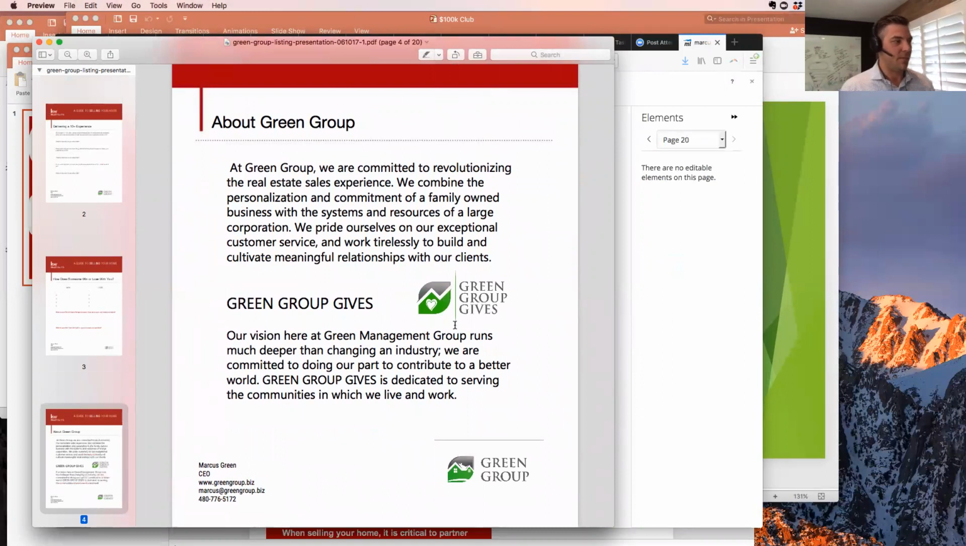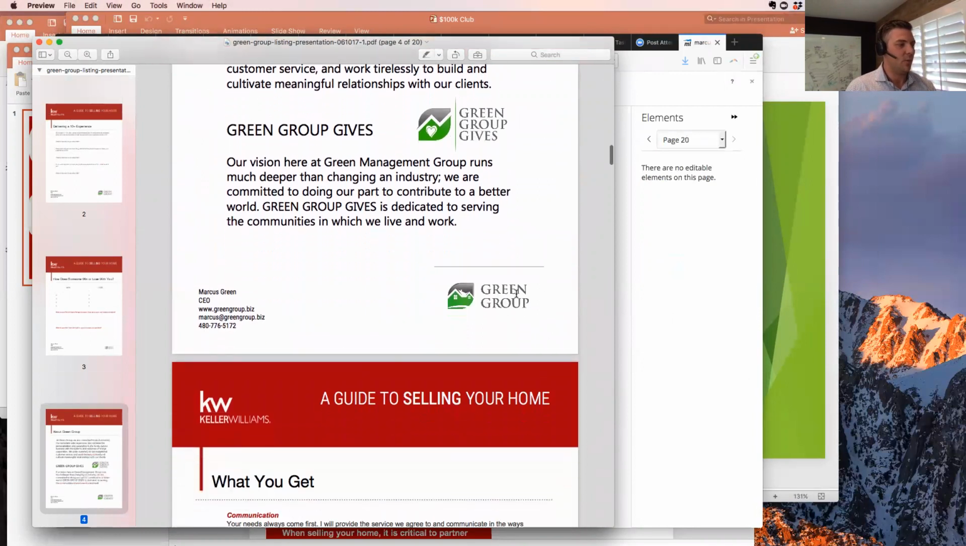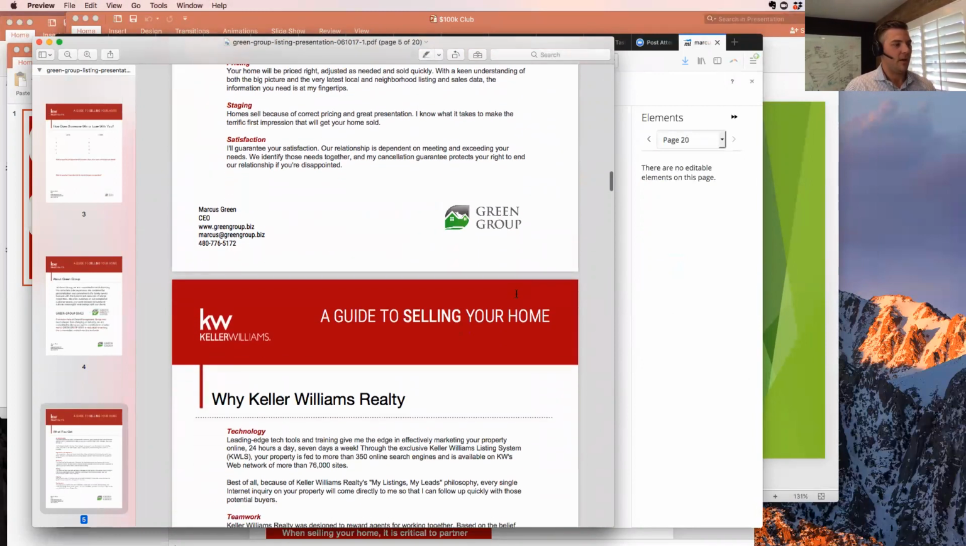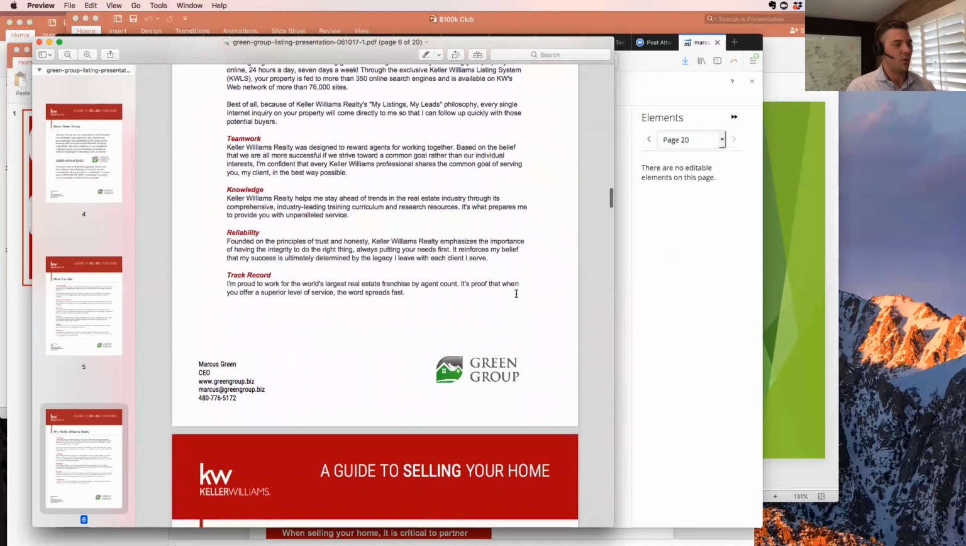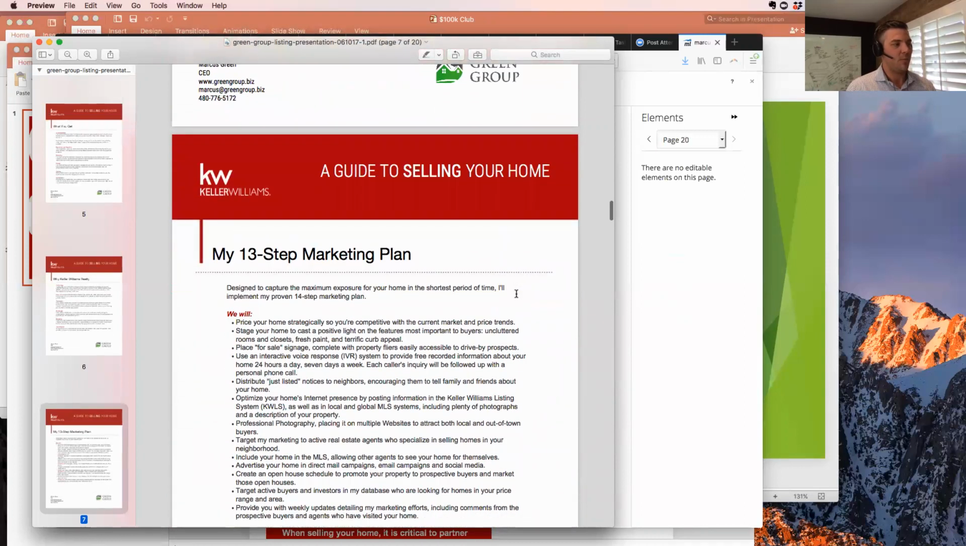I also like to outline, because it's important for me that our clients know that we give back in the community where we serve. So I talk real briefly about Green Group Gives, helping them understand that a portion of all the commissions we earn go back to serving the community where we live. I go through and outline our value proposition. I do think it's important to talk about KW because it is part of our value proposition.